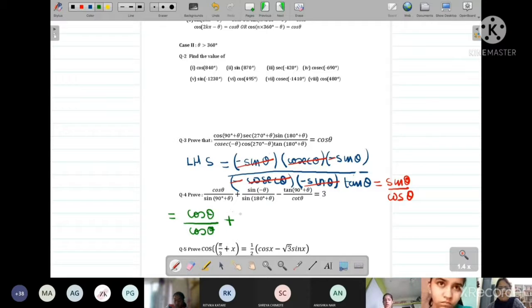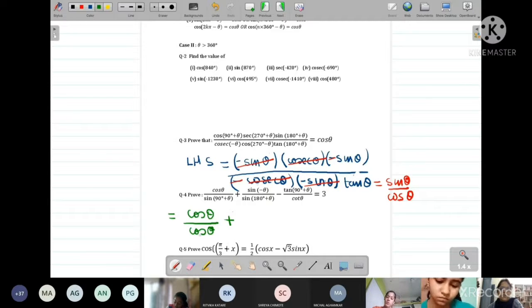Ma'am, how did we cancel the minus sign in the above question? This minus cosec theta, this minus and minus I cancel. This entire minus sine theta is getting cancelled with this minus sine theta. Cosec theta with this cosec theta and this negative with this negative. Is it clear? Yes, ma'am.